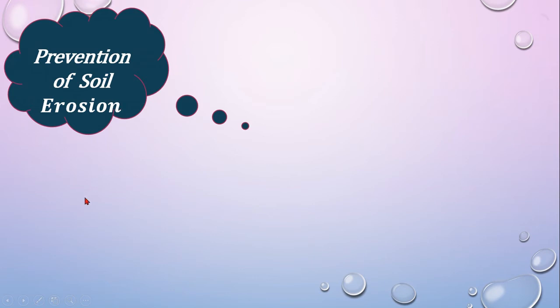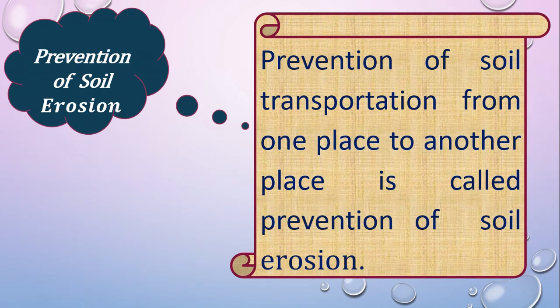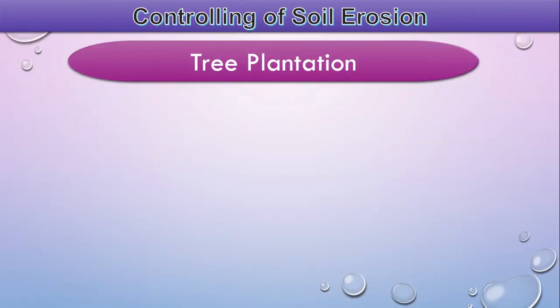Now how do you prevent this soil erosion? There are some preventions we can do for soil erosion. Prevention means stopping soil transportation from one place to another place. That means we have to stop soil from moving or being transported from one place to another. It is quite impossible to prevent soil erosion 100%, but we can reduce soil erosion with this protection or control. So first one will be tree plantation.